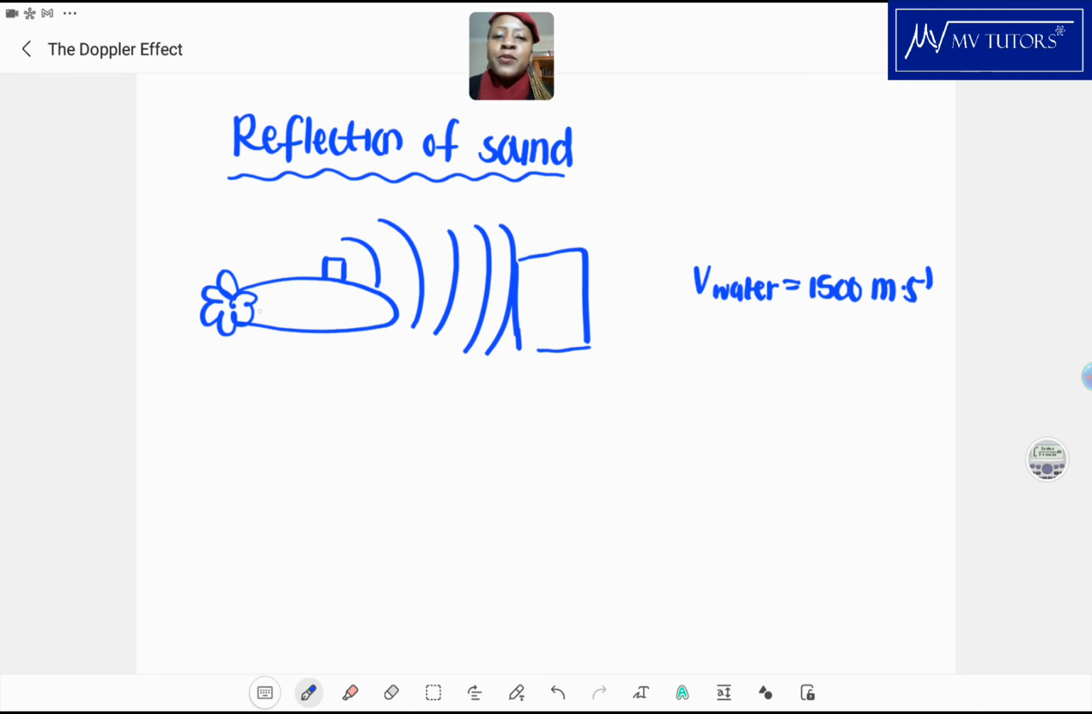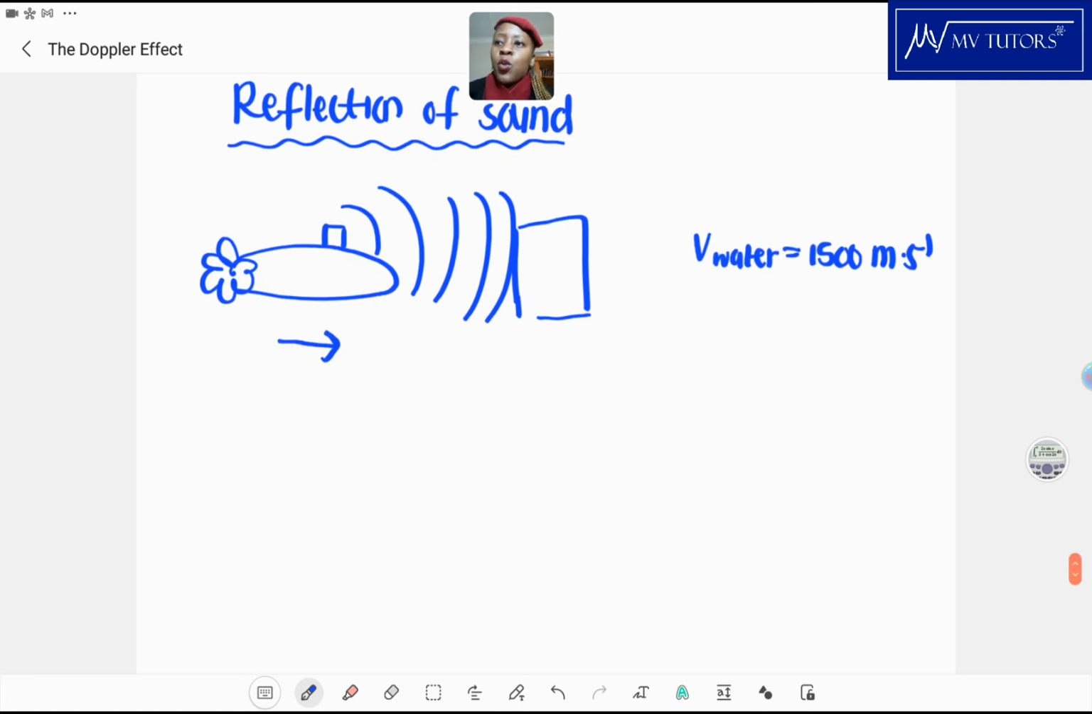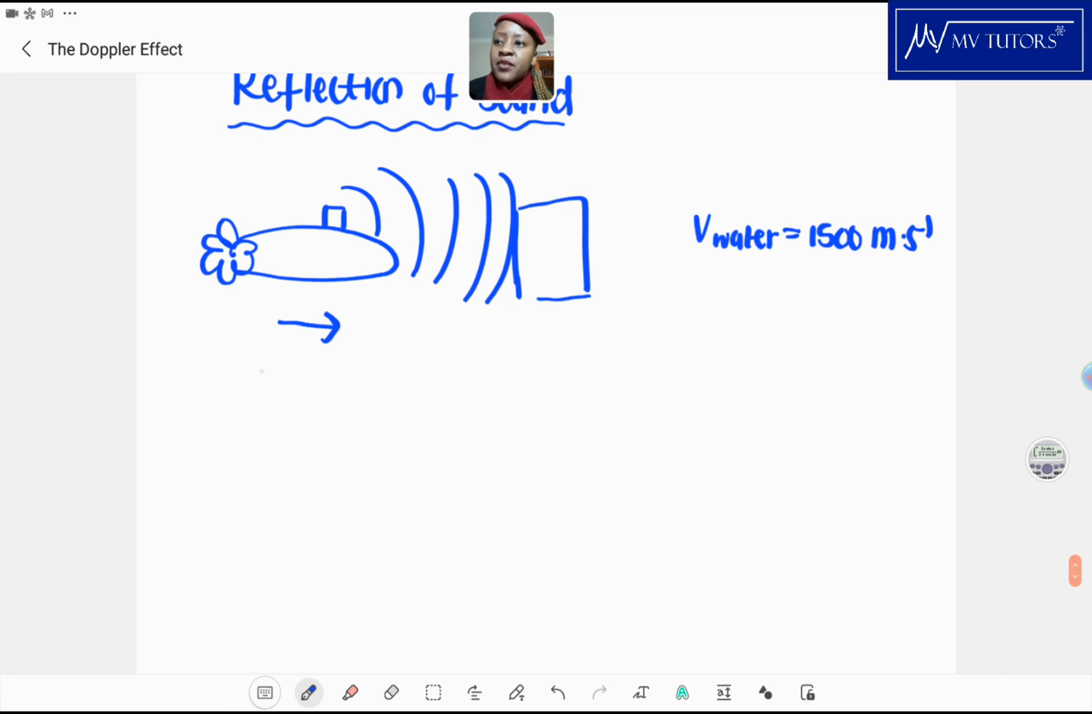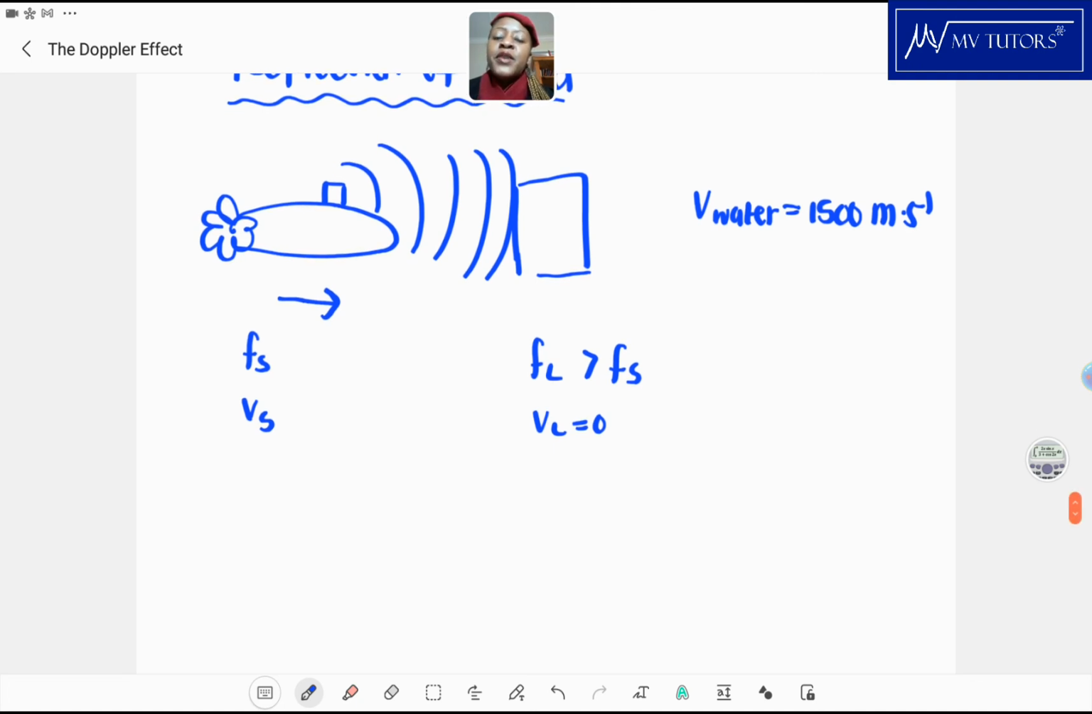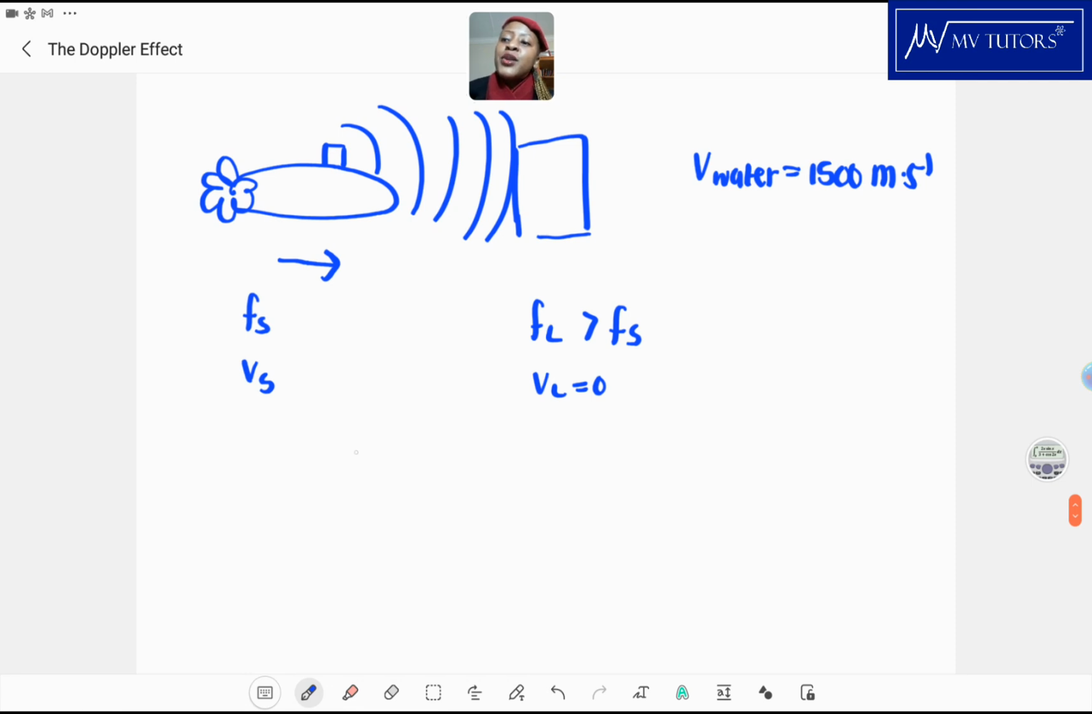If it is moving towards the object, you have a certain frequency of the source. Then you have the frequency of the listener, which will be higher than the frequency of the source, and the submarine is moving at a certain speed, but the speed of the listener is 0. So if we're looking for the frequency of the listener, you can determine it, provided you have this information.